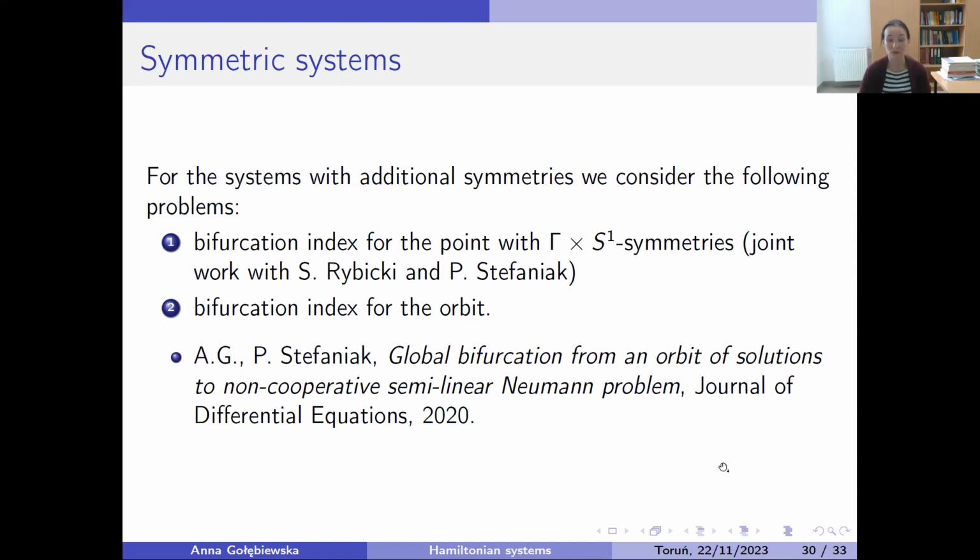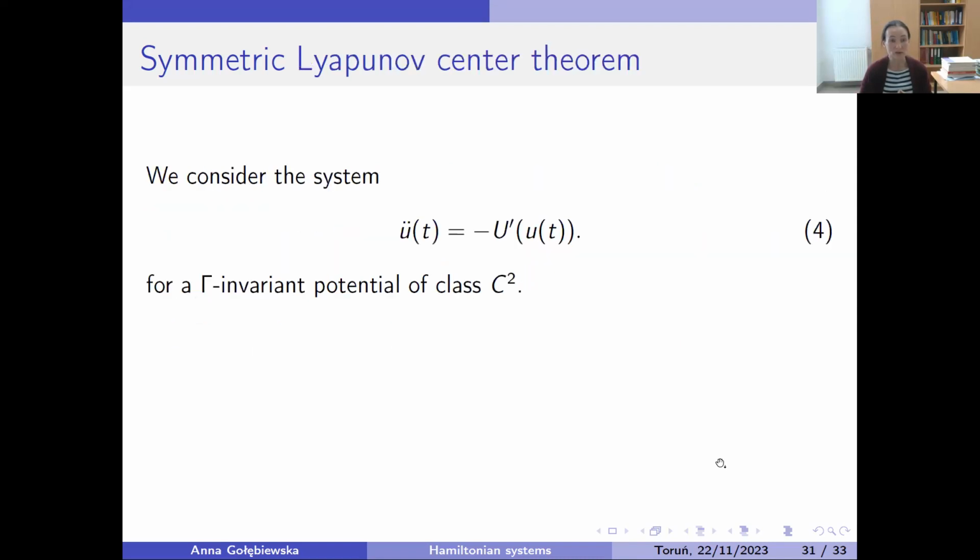So we have developed these tools, the degree for orbits of solutions, but we have used this for partial differential equations, namely for Neumann problems. We haven't used this for Hamiltonian systems yet because the computation of the bifurcation index is complicated. But we have started to do it for a somewhat easier system, which is the Newtonian system.